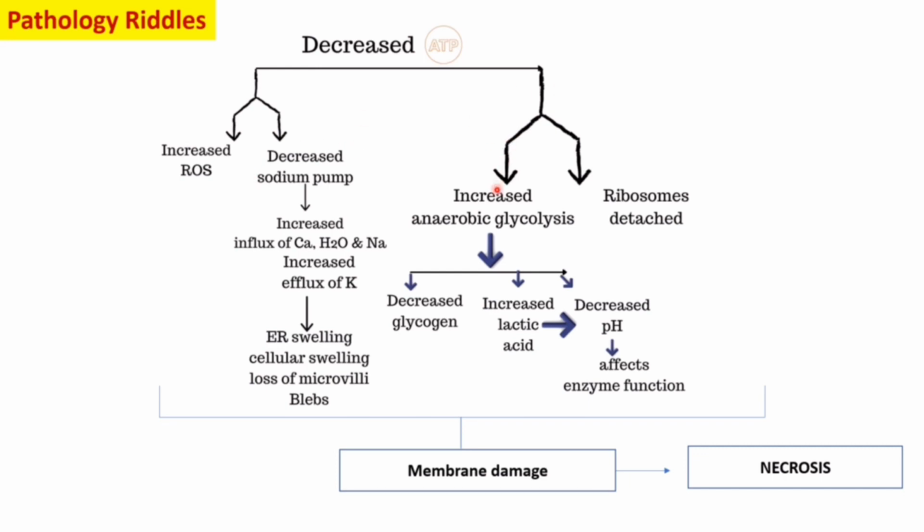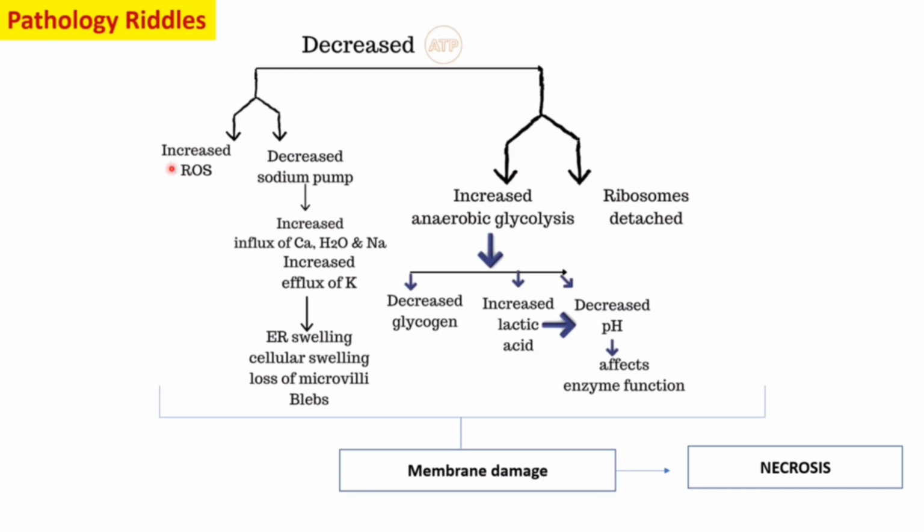So the third thing that happens is when there is not enough oxygen, the cell will start doing anaerobic glycolysis, that is breakdown of glucose in the absence of oxygen. As a byproduct, there will be more and more lactic acid. The glycogen will be used up in this anaerobic glycolysis, so that will reduce. More and more lactic acid will form, and that will decrease the pH, which will inhibit or affect the enzyme function. And the next thing that happens when decreased ATP occurs is that ribosomes get detached.